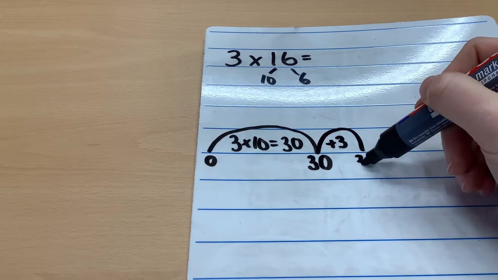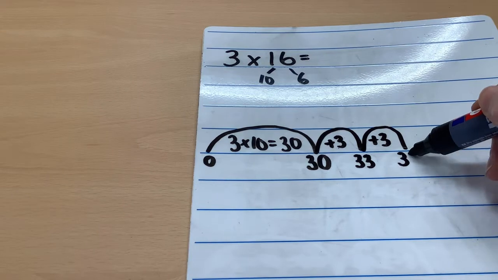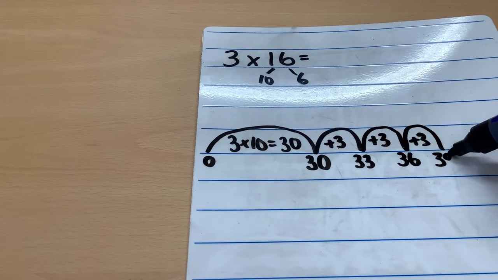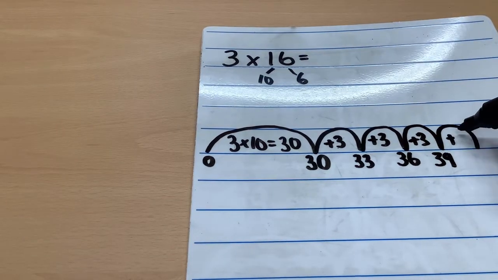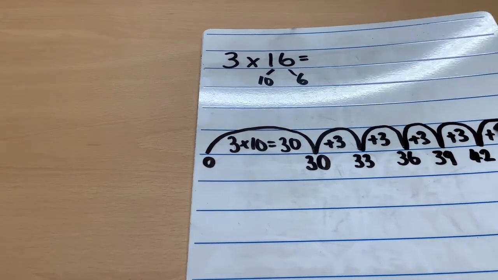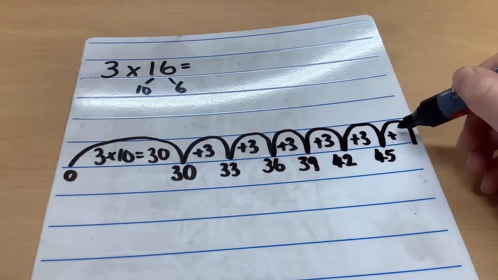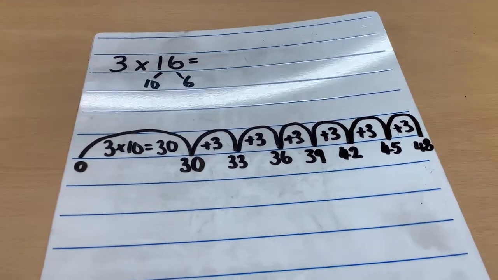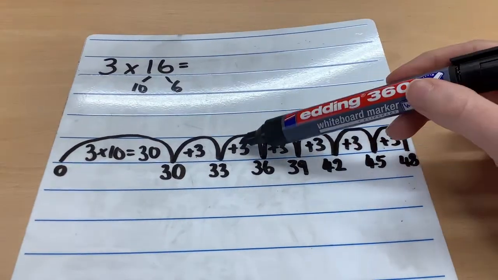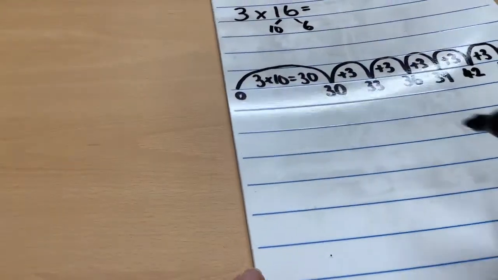30 add 3 equals 33. 33 add 3 equals 36. 36 add 3 equals 39. 39 add 3 equals 42. 42 add 3 equals 45. And 45 add 3 equals 48. Now as you can see, even though I've chunked that 10, these jumps of 3 here take up a lot of space. So let me show you the other way.